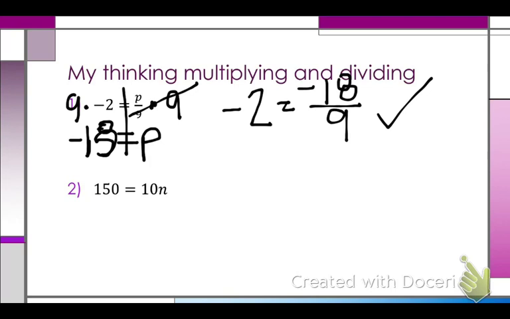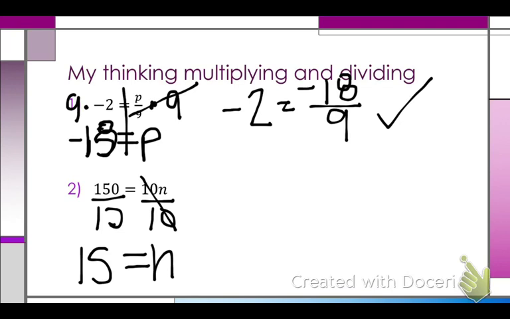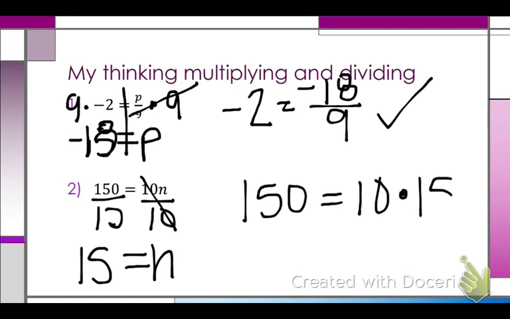Last problem we're going to do together here. I see I have 150 equals 10n. Well, what is my inverse operation of multiplying? Division. So I'm going to divide by 10 to get n equals 15. Plug that back in. Does 150 equal 10 times 15? Yeah. Nice.